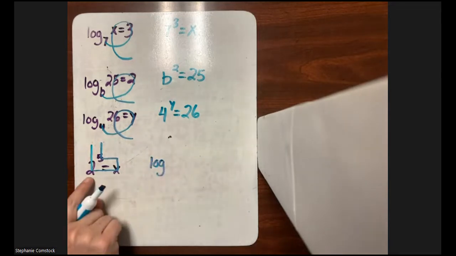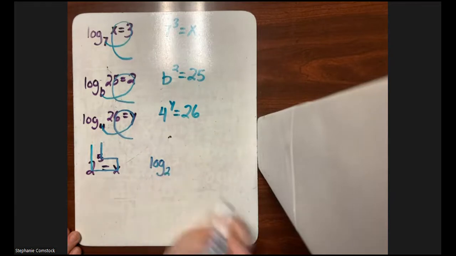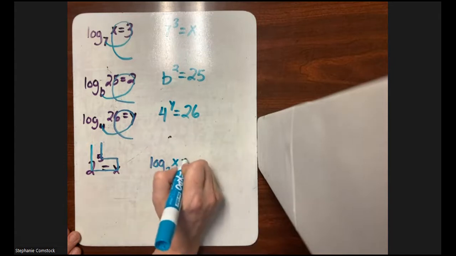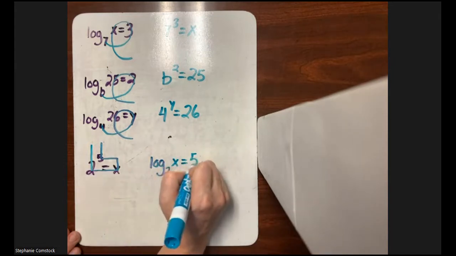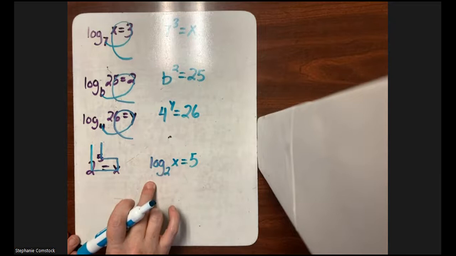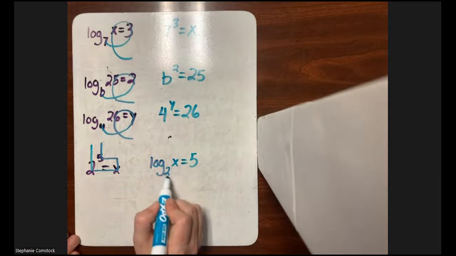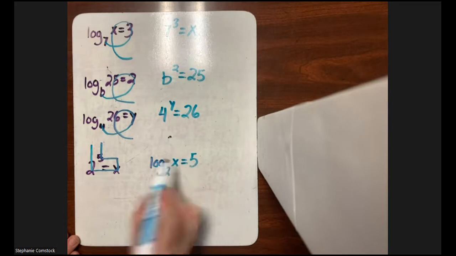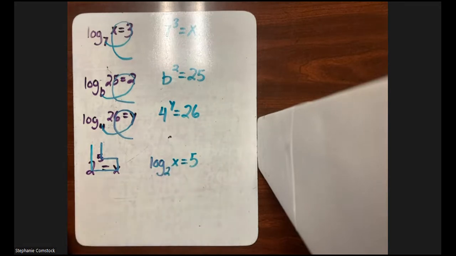The first thing I hit was 2, so that's going to be my base. The second thing I hit was x, so that'll go next. Equals, and then the last thing. So this is the equivalent log format to this. And you can see here that if I did my little loop-de-loop on that, I would have 2 to the 5th equals x, which is what we had here.